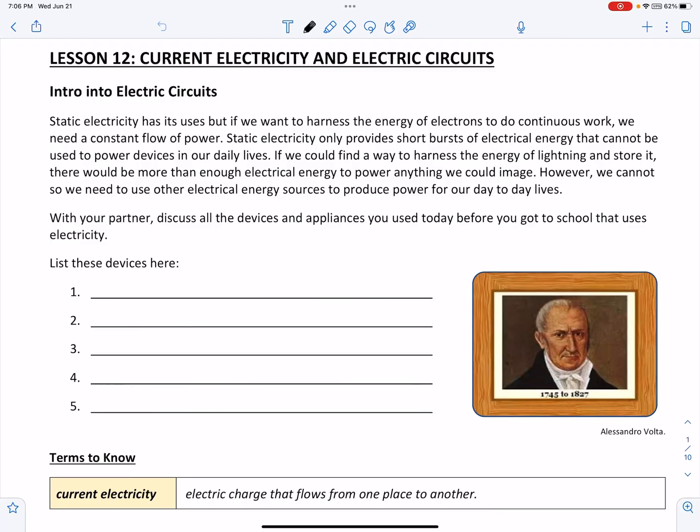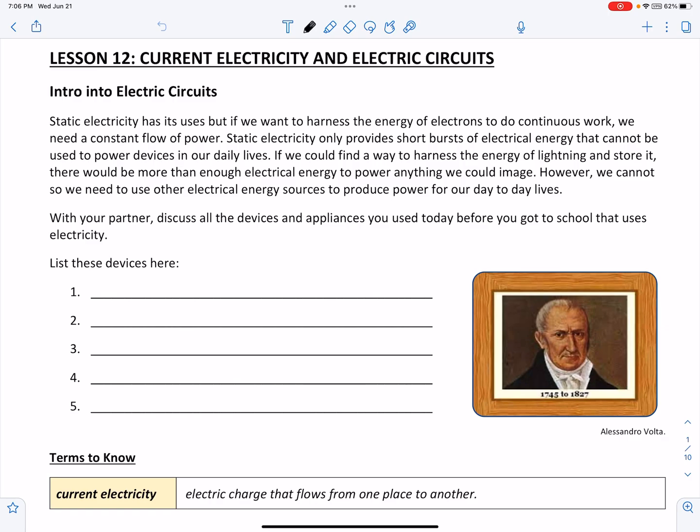Current electricity, and electric circuits. Static electricity has its uses, but if we want to harness the energy of electrons to do continuous work, we need a constant flow of power. Static electricity only provides short bursts of electrical energy that cannot be used to power devices in our daily lives.